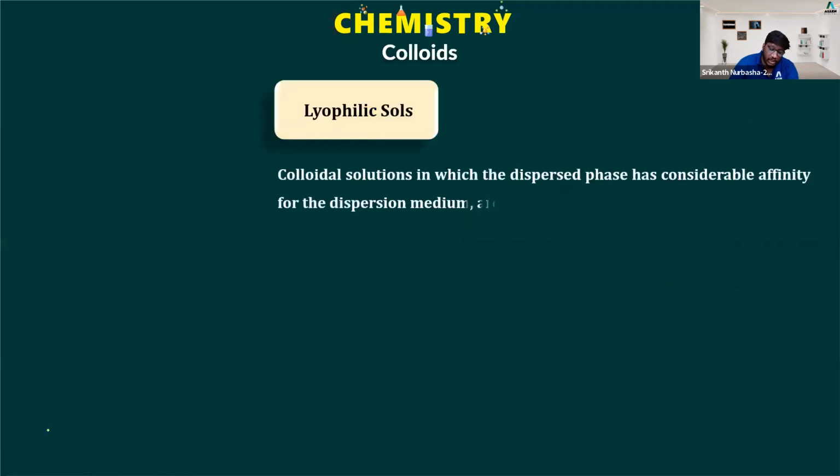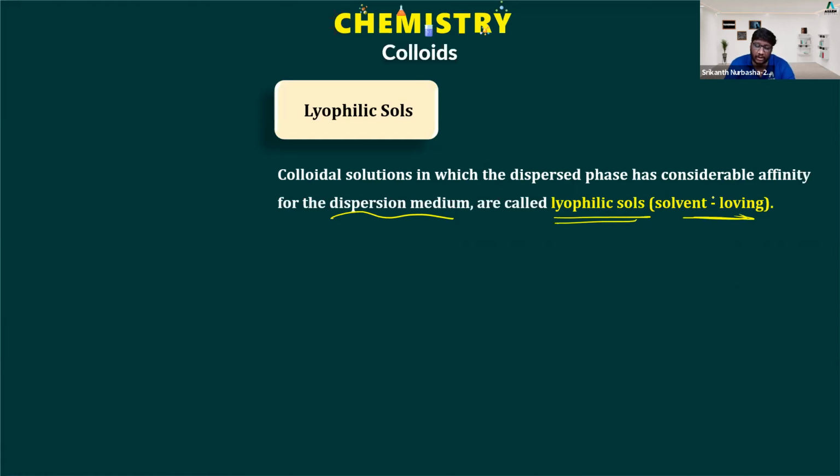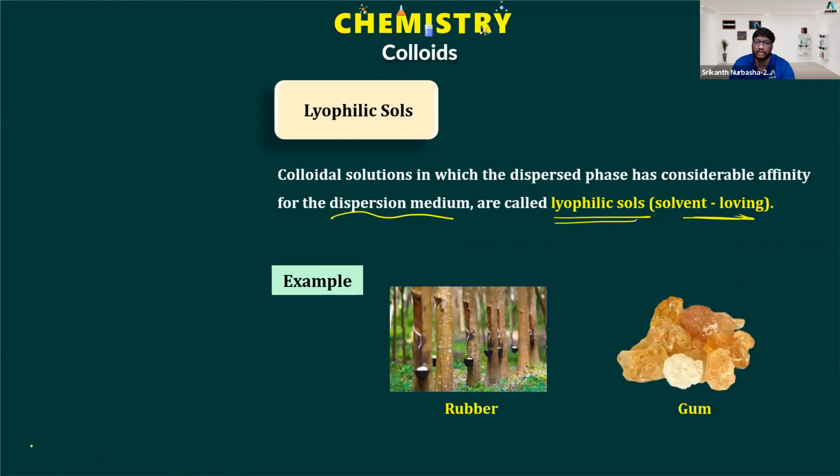Lyophilic sols: colloidal solutions in which the dispersed phase has considerable affinity for the dispersion medium are said to be lyophilic sols. They are solvent loving. Example, you can take rubber, gum. These are all lyophilic sols. Dispersion medium, dispersed phase, they have attraction.